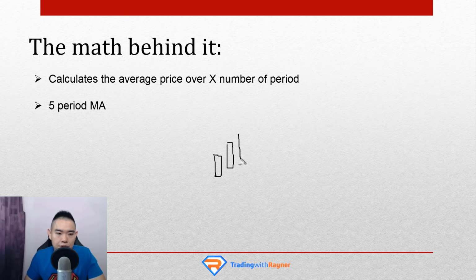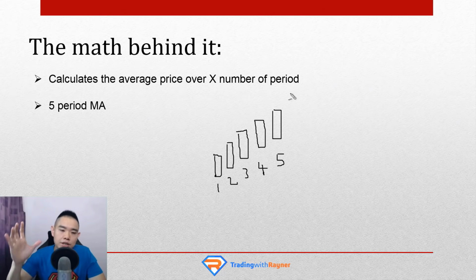This is the third candle. This is the fourth. And let's say this is the fifth, right? 5 candles on the chart. And let's say the closing price of these 5 bars is $1, $2, $3, $4, and then $5. So the first candle means the price closed at $1. Second candle means the price closed at $2. This one closed at $3, this candle closed at $4, and this candle closed at $5.